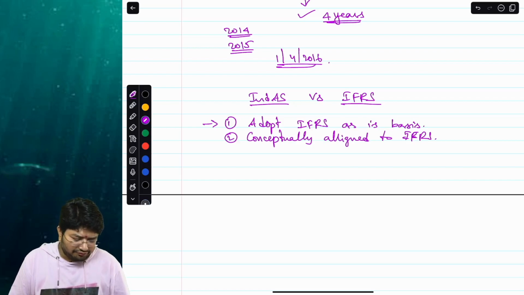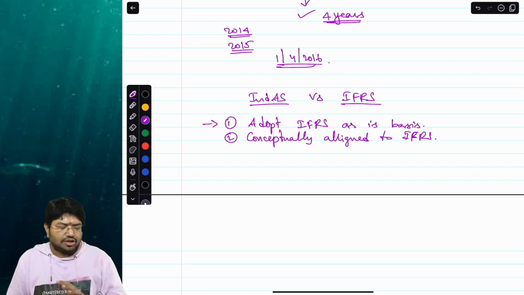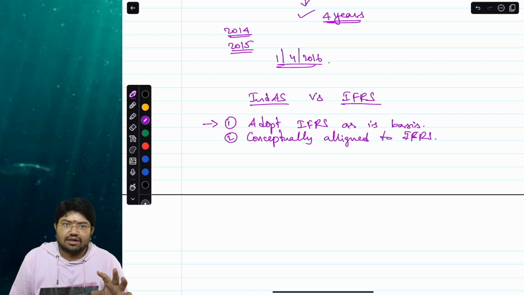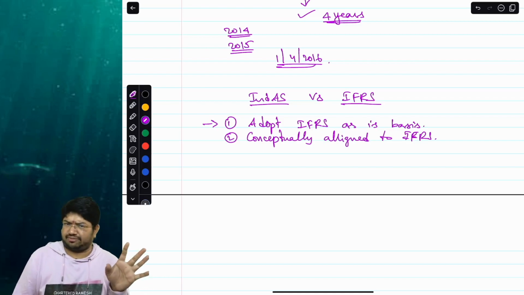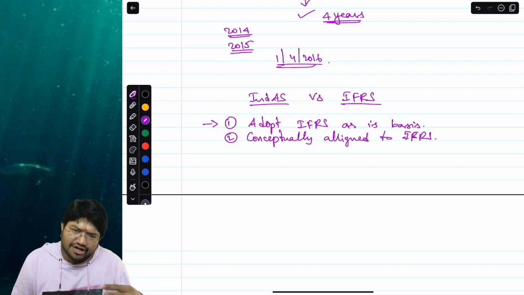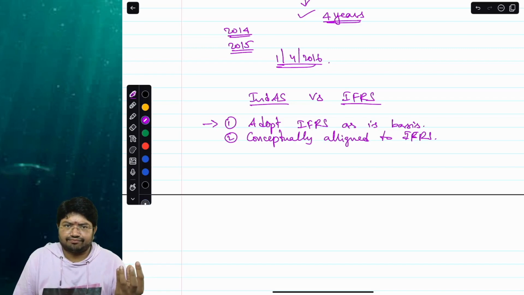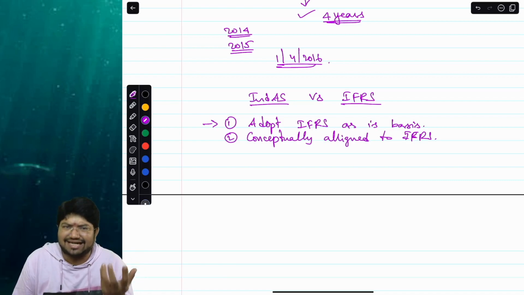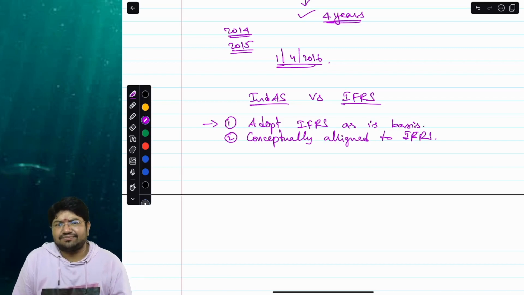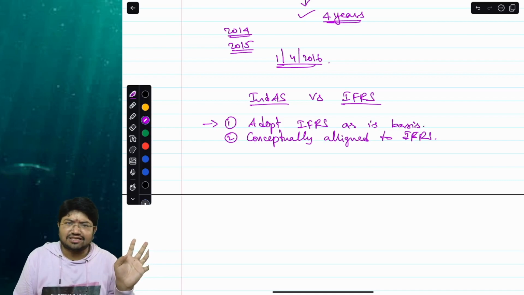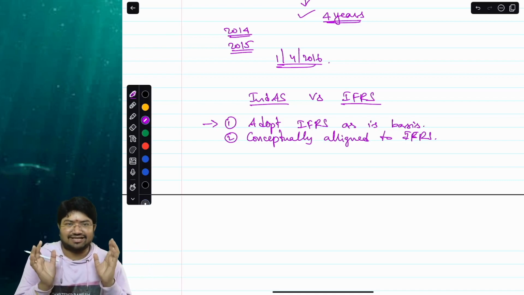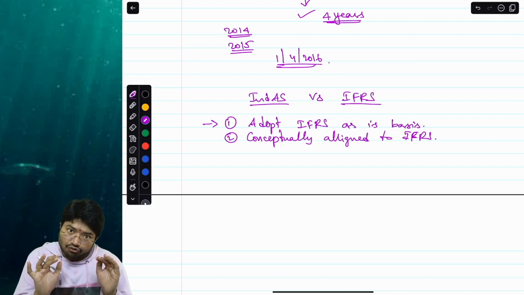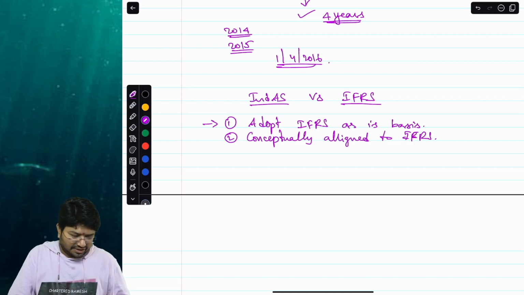So what is important for us to understand is, if a country would like to bring in IFRS accounting standards, there is no requirement that it should adopt them as it is. You can create your own set of accounting standards, which you may name whatever you want. In India, we called it Ind AS, Indian Accounting Standards. And these standards are conceptually nothing but IFRS, but there are a few differences. Now, what differences exist is what you need to understand.